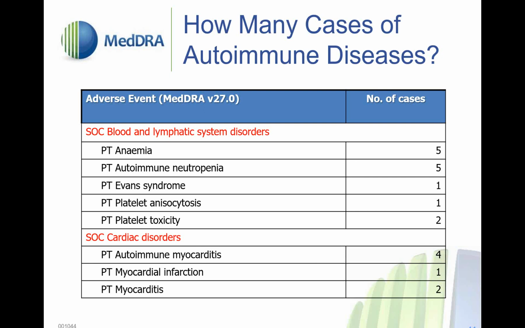So looking at them, you may be starting to think, well, if the term has autoimmune in it, it's got to be an autoimmune disease regardless of the system organ class. So you have autoimmune neutropenia, which is fine, but you're not sure what Evans syndrome is under this blood and lymphatic disorder. Is it autoimmune? Do you have to go and Google it, or maybe ask a physician on your team, or maybe seek a validated medical reference?